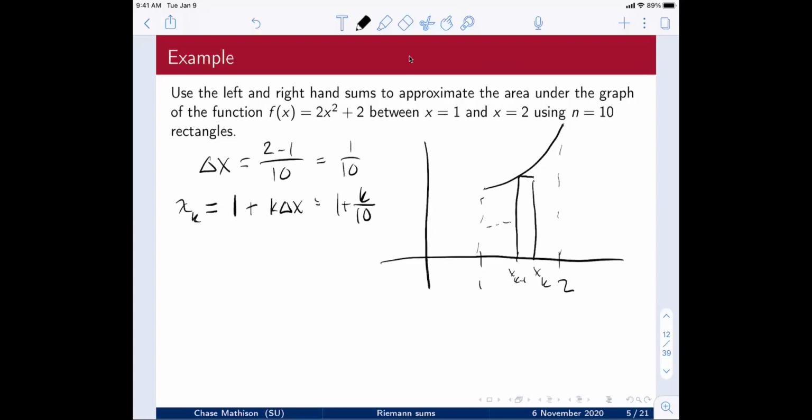All right, and then lastly, we need to know, for the right-hand sum, we're looking at f of xk, right? So what is f of xk? Well, we're just going to plug in this guy into f of x, right? So I'm going to get 2 times 1 plus k/10 squared plus 2.